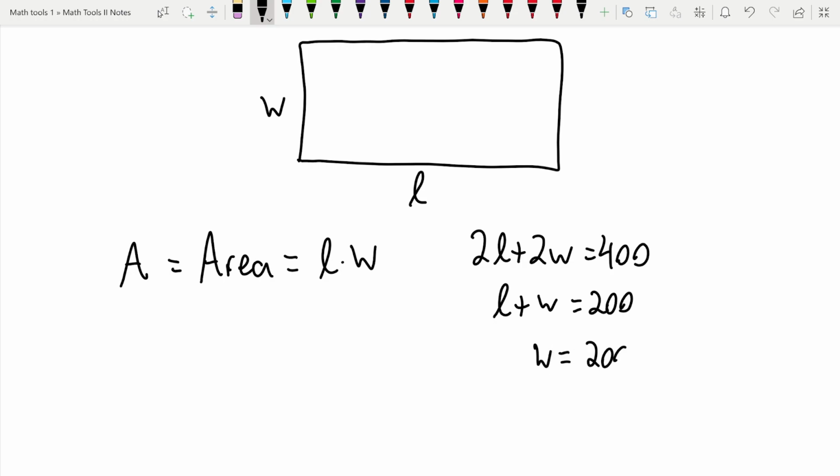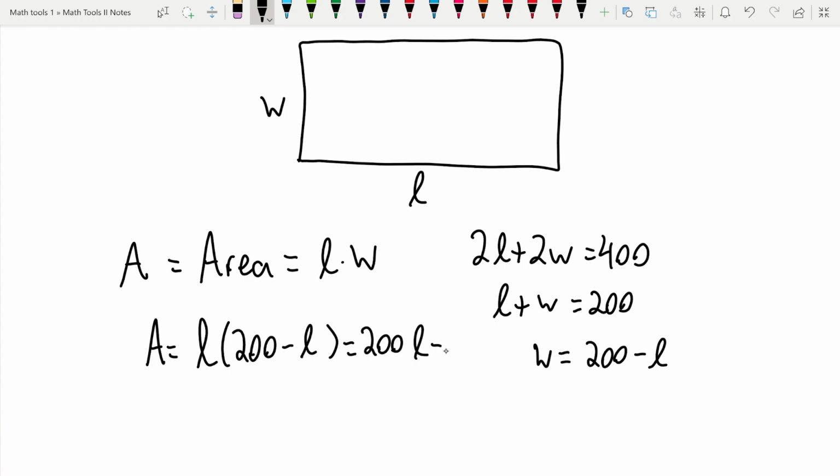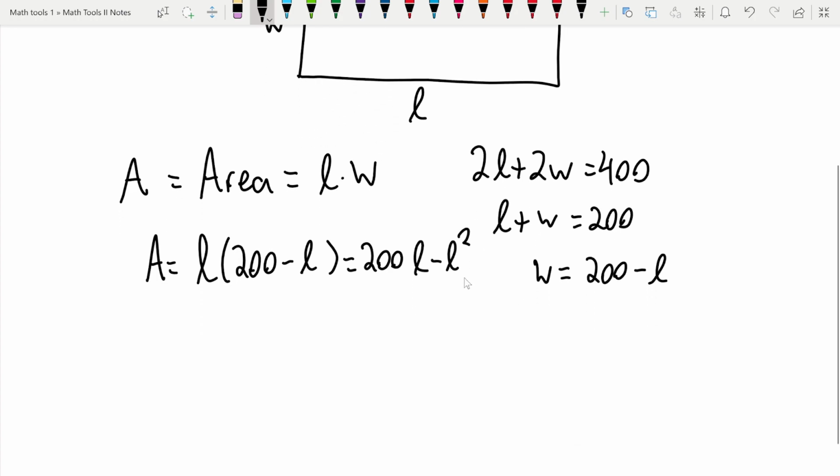Let's go ahead and replace W. So W is 200 minus L, so that means A is equal to L times (200 minus L), because that's what W is. And this is equal to 200L minus L squared. So if we want to find the maximum area, that means we want to find where the derivative of the area is equal to 0.